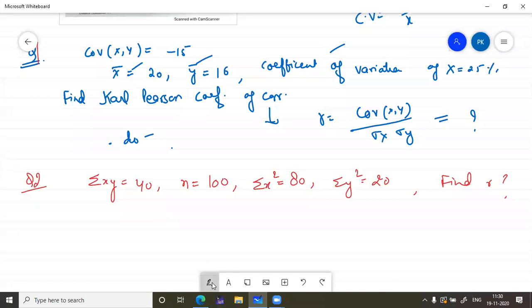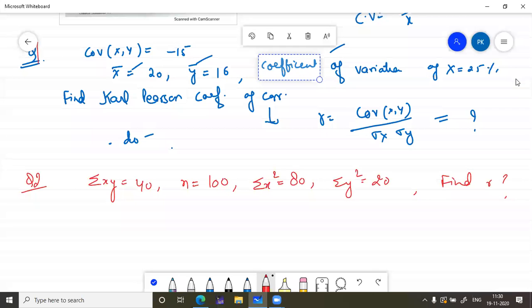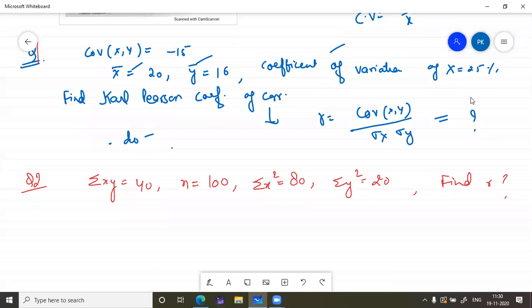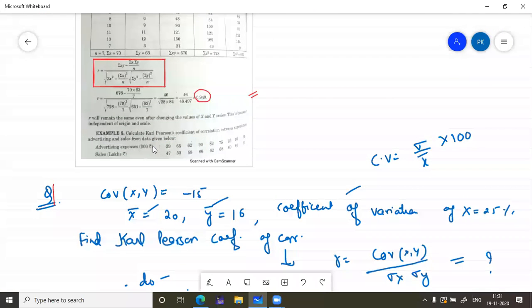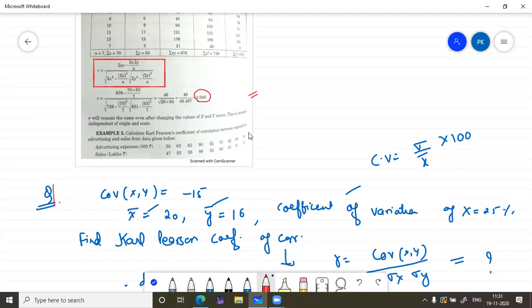One more problem. Calculate the Karl Pearson's coefficient of correlation between expenditure on advertising and sales from the data given below. ठीक है, ये डेटा सेट मुझे दिया हुआ है यहाँ पे 36 एंड 78, एक और डेटा यहाँ पर 60, 91, 51 एंड 84, right?